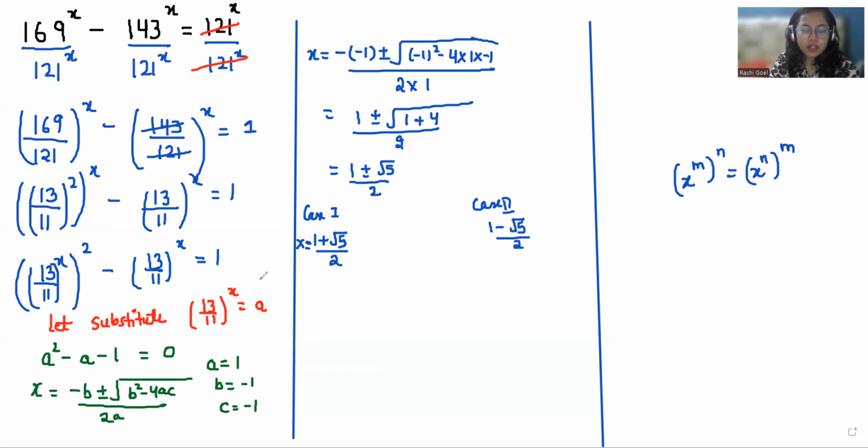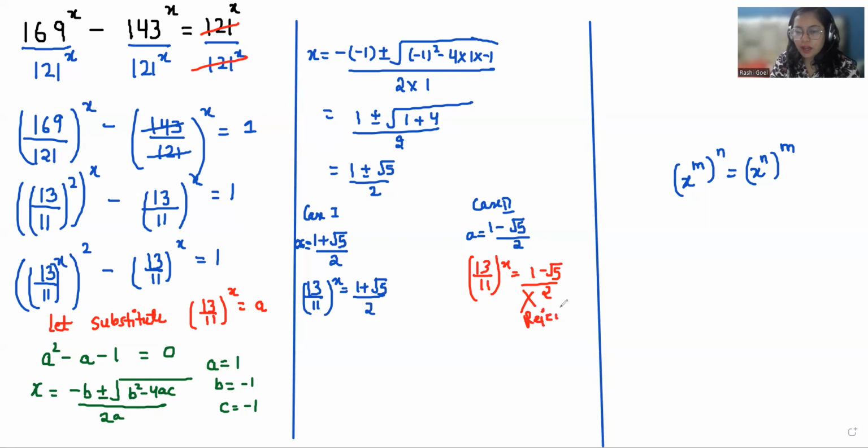So as we know that we took a substitution, in place of a, we can write it as (13/11)^x is equal to (1 plus under root 5)/2. And here (13/11)^x is equal to (1 minus root 5)/2. So as we know that root 5 value is larger than 1, this gives us a negative answer and (13/11)^x is in terms of a power, so it can't be negative. So we will reject this negative value. So we are going to solve this positive value.